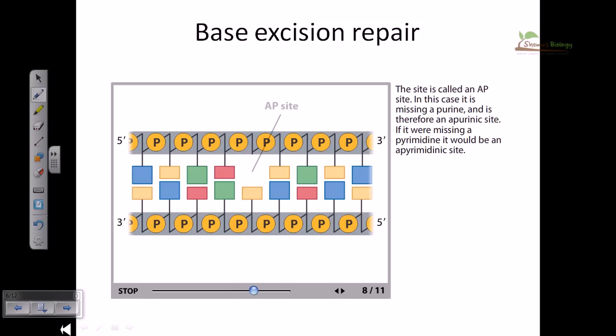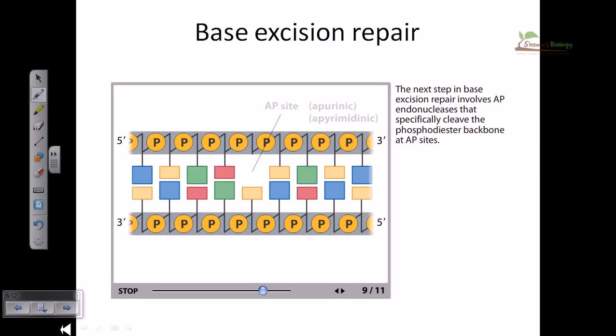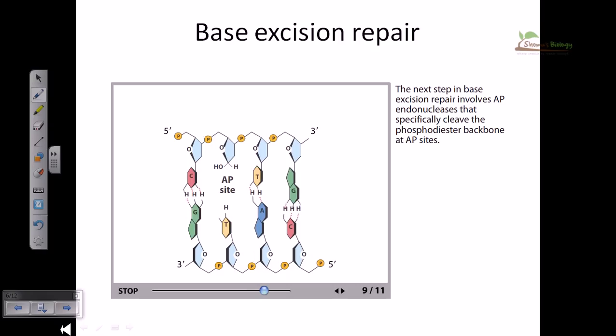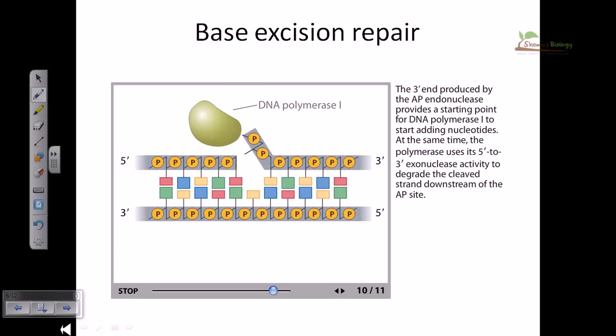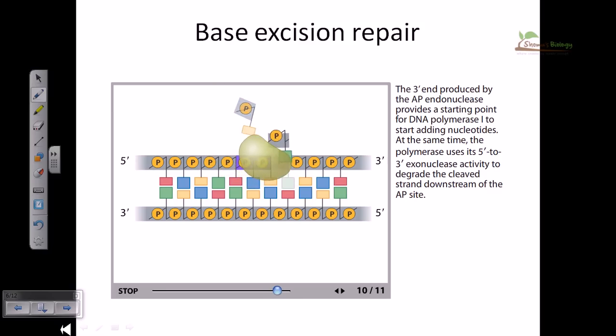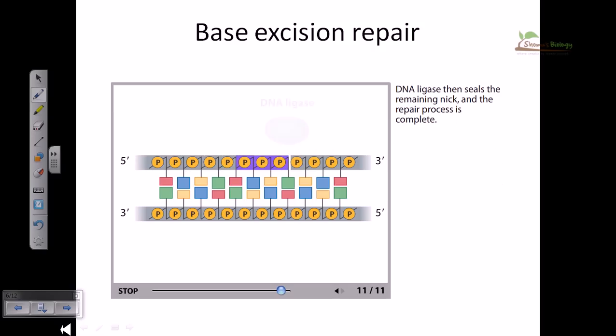The site is called an AP site. In this case, it is missing a purine and is therefore an apurinic site. If it were missing a pyrimidine, it would be an apyrimidinic site. The next step in base excision repair involves AP endonucleases that specifically cleave the phosphodiester backbone at AP sites. The 3' end produced by the AP endonuclease provides a starting point for DNA polymerase I to start adding nucleotides. At the same time, the polymerase uses its 5' to 3' exonuclease activity to degrade the cleaved strand downstream of the AP site. DNA ligase then seals the remaining nick and the repair process is complete.